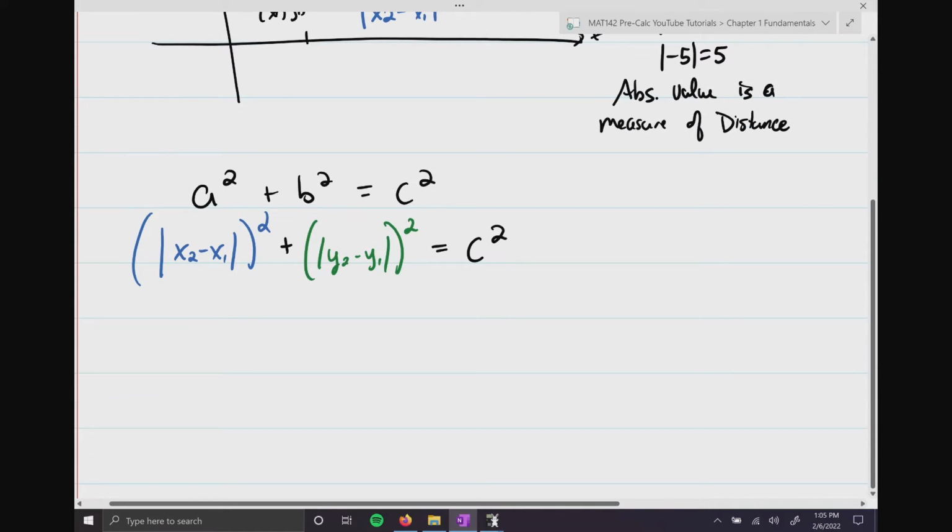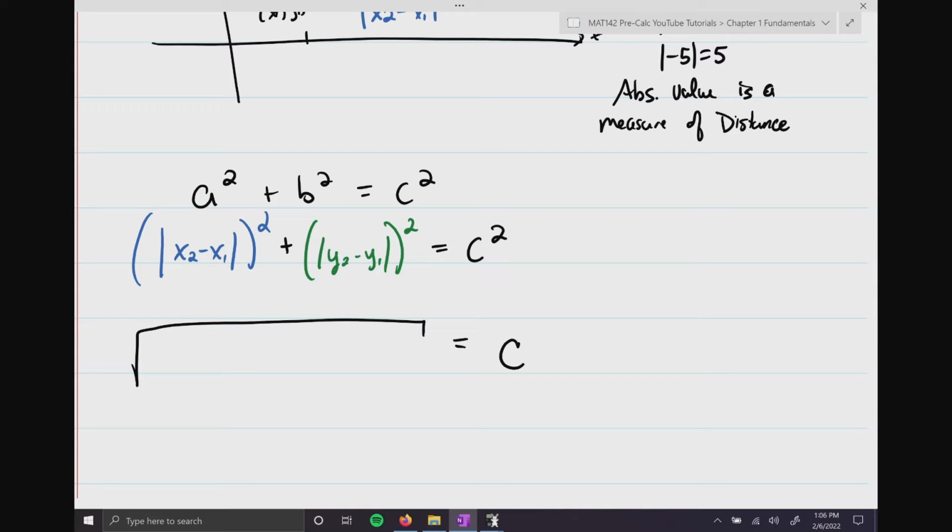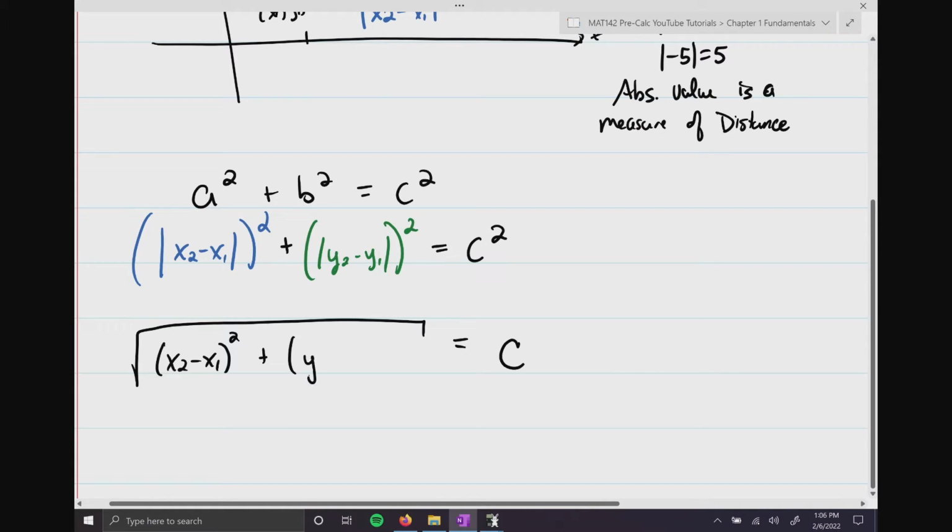Now, when we take the square root of both sides, we don't have to put this plus or minus out front. We omit the plus or minus because distance is a physical value that's always positive. So all we need is just the positive side. Then our distance is going to be nothing more than the square root of the quantity x2 minus x1 squared plus y2 minus y1 quantity squared, which will equal c.